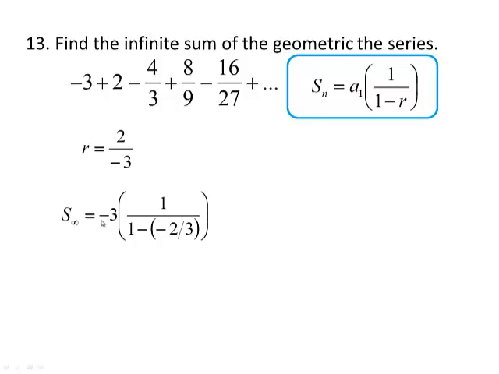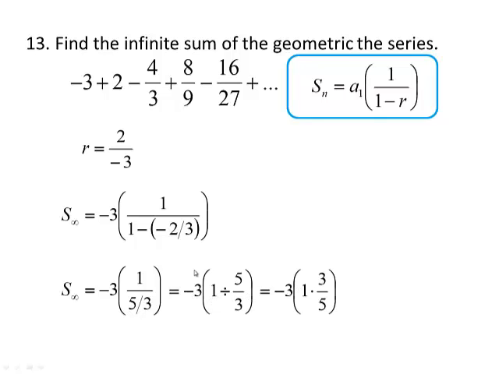Okay, so the infinite sum will be the first term times 1 over 1 minus the r, which is negative 2/3. 1 minus a negative 2/3 is going to be 5/3. And then negative 3 times 1 divided by 5/3 is actually 1 times 3/5, because we take the reciprocal and multiply, and negative 3 times 3/5 is negative 9/5. One more.